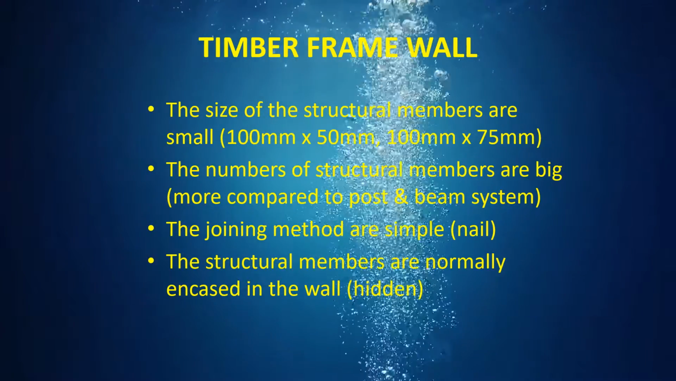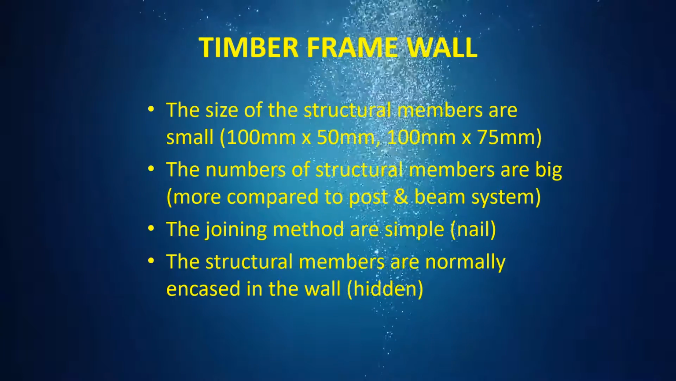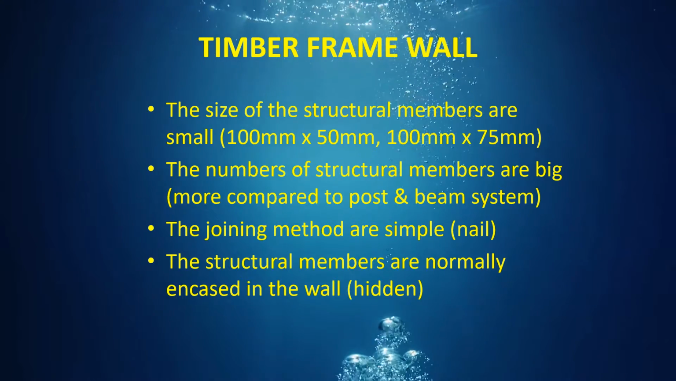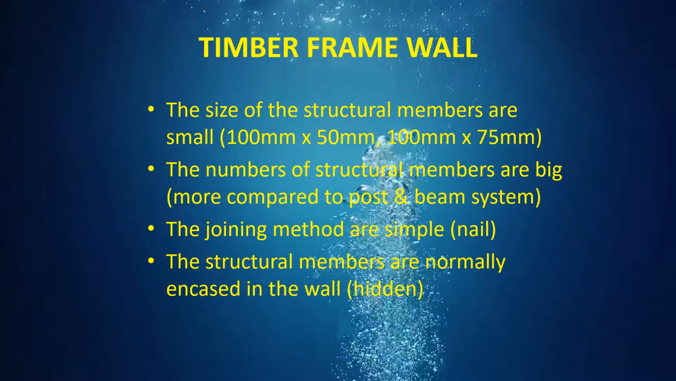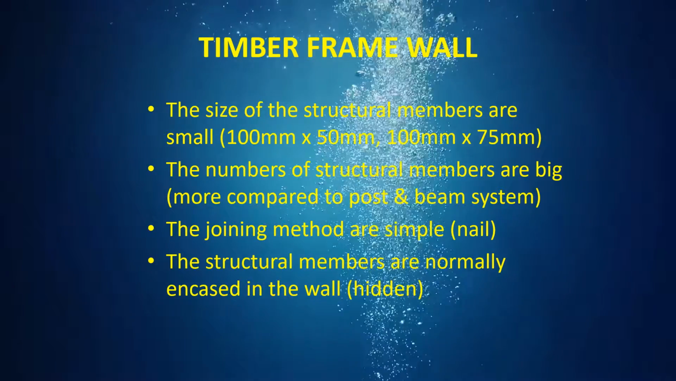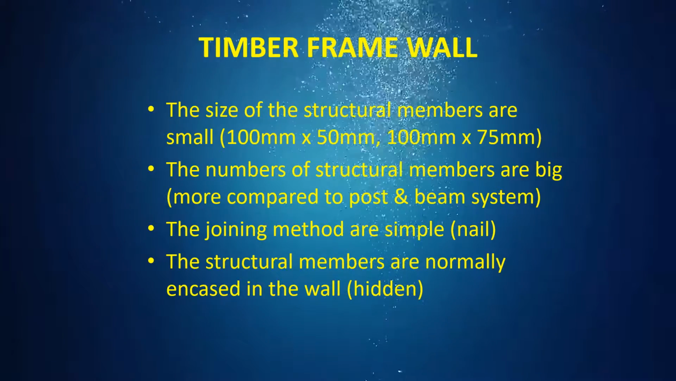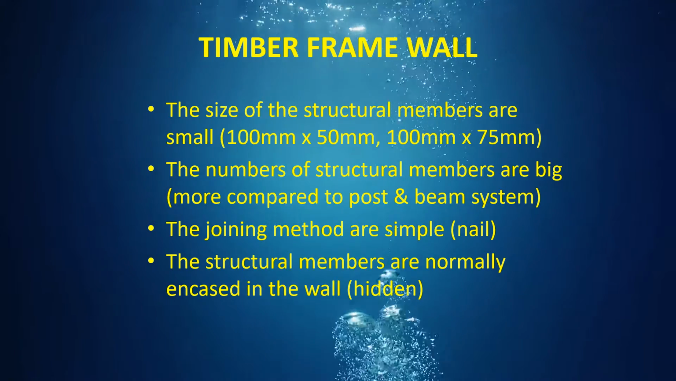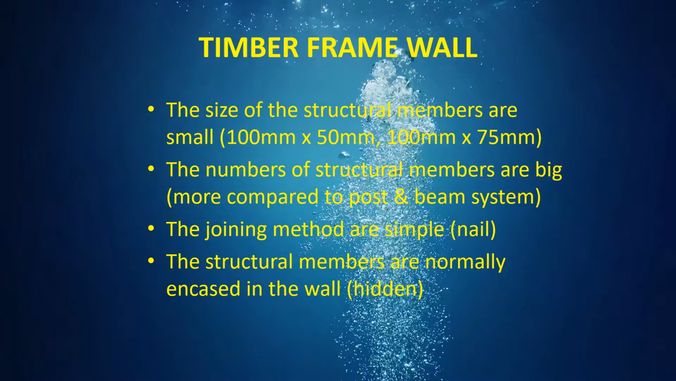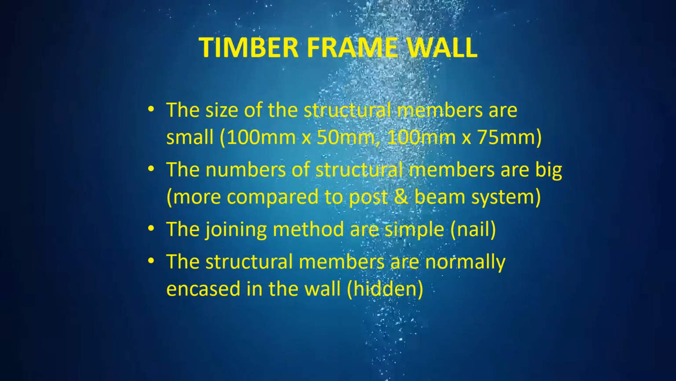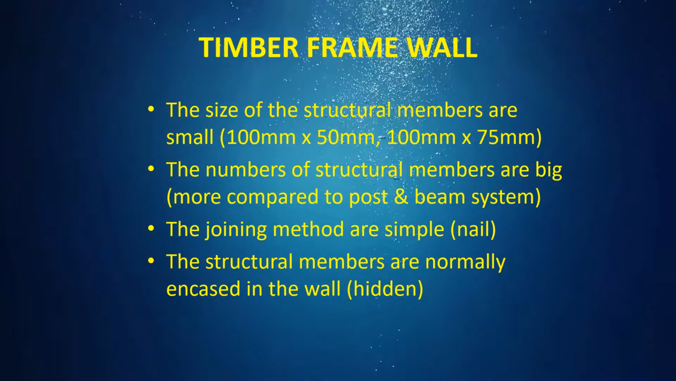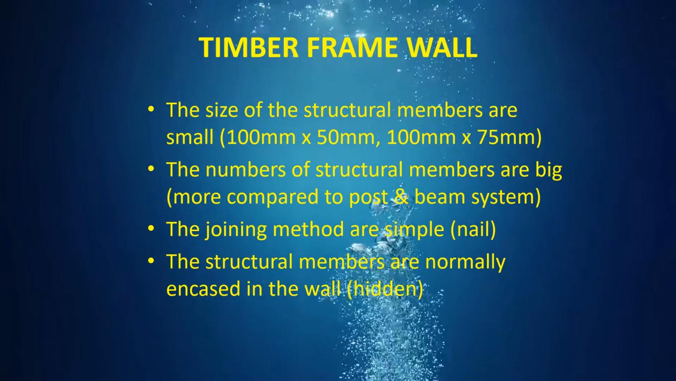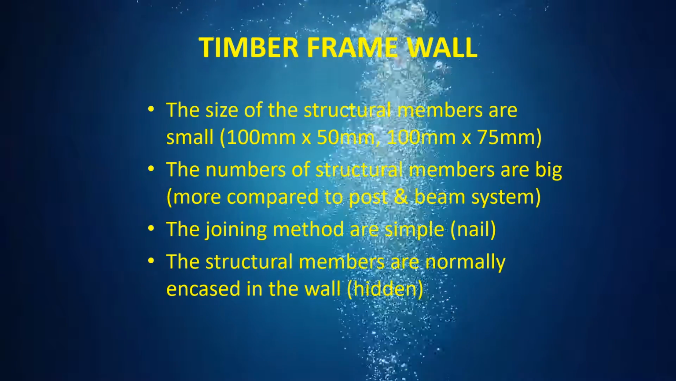For timber frame wall, the size of the structure members are small, such as 100 mm by 50 mm or 100 mm by 75 mm. The number of structure members are big compared to post and beam system. The joining methods are simple, such as nail. The structure members are normally encased in the wall or hidden.